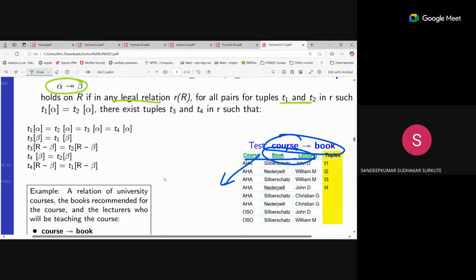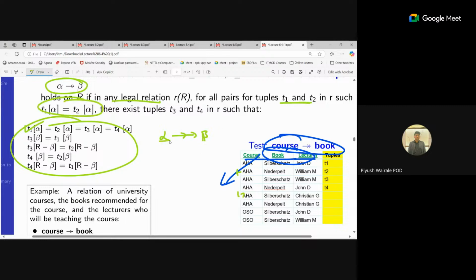As of now, you understand what we discussed in the previous case, how this came. Whenever you see alpha multi-determines beta, just remember one thing: if you want to apply all those conditions, take any two tuples having the same alpha value but different beta values. Alpha value must be the same, beta value different, and then you need to swap those values between the two tuples.